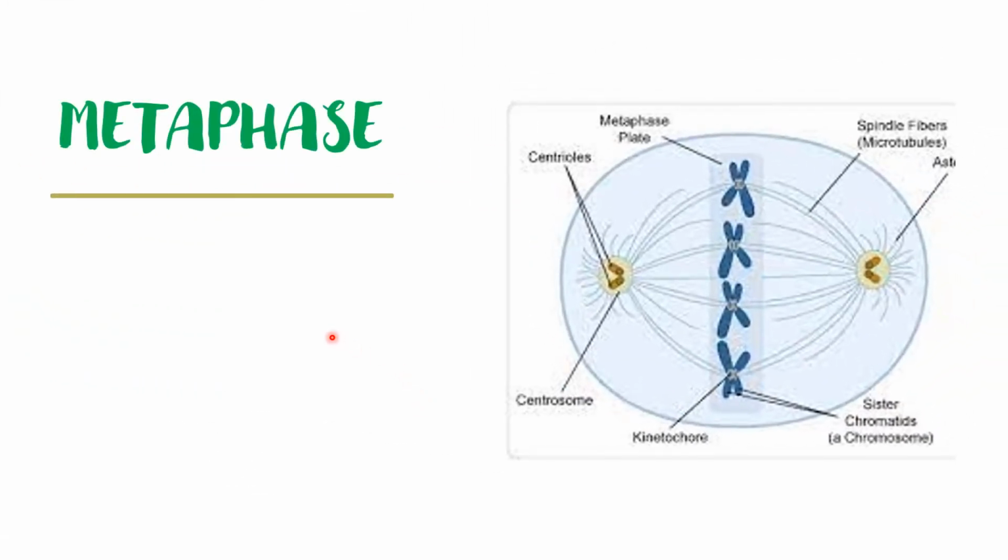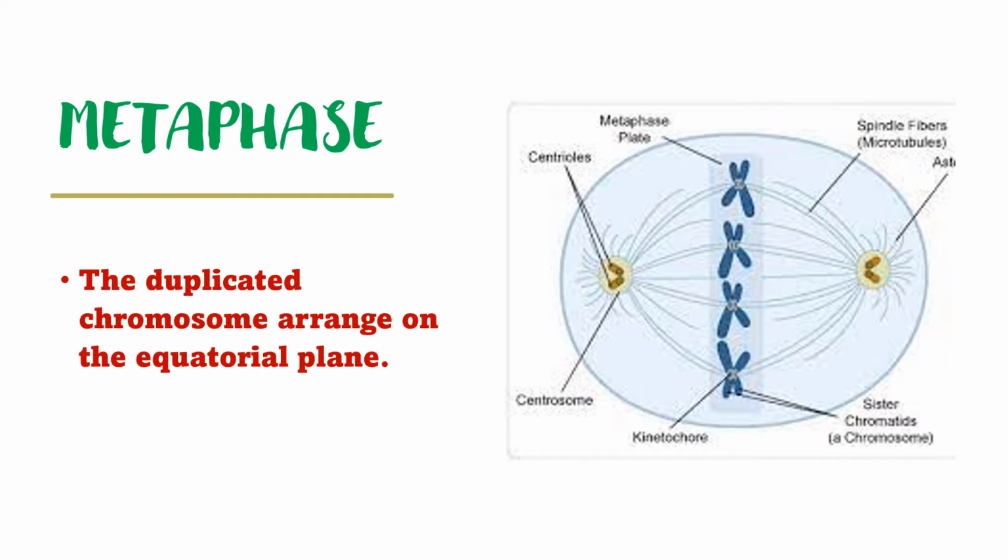Yes, the next stage of karyokinesis, that is metaphase. What are the identifying features of metaphase? First point, the duplicated chromosomes are arranged on the equatorial plane. You can see here all the chromosomes arranged on the equatorial plane. That point you have to remember, on the equatorial plane. That is the identifying feature of metaphase.